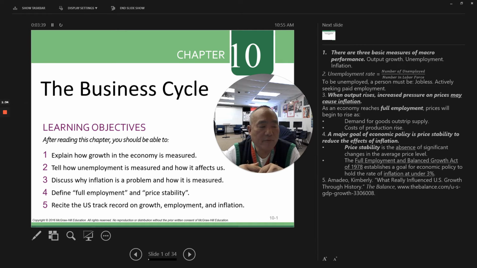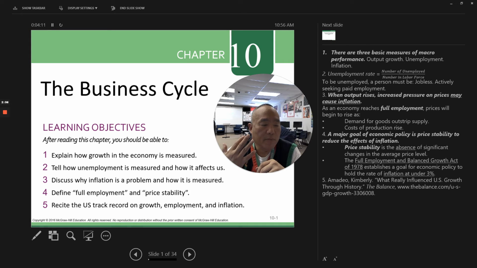Learning objective number 4, define full employment and price stability. The Federal Reserve and the economic policy of the United States is to keep unemployment as well as inflation at or below 3%. And we're looking for price stability as well as full employment, which really is, again, just slightly less than 3%.